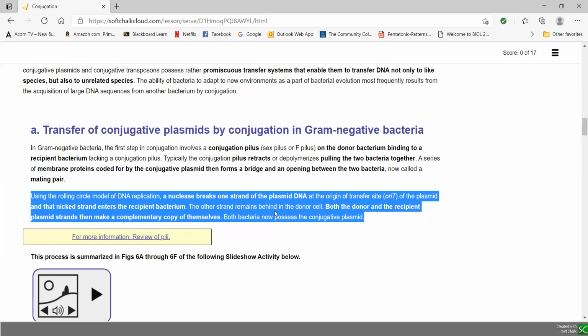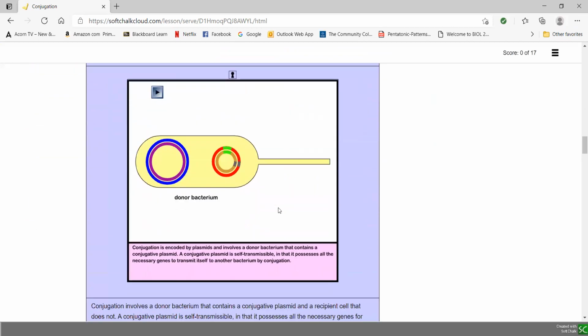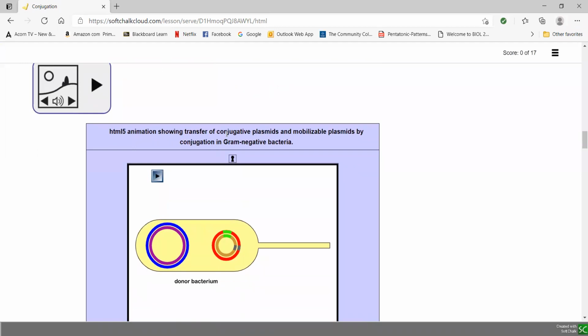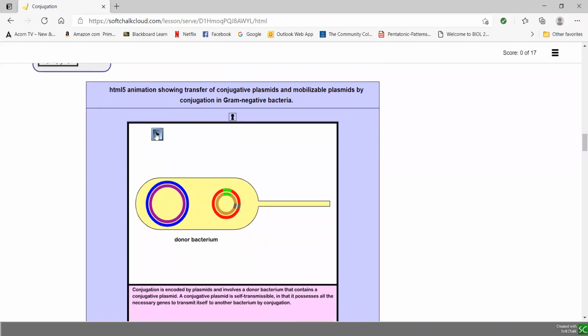Now, again, that describes it, but if we look at the animation, we really need to be able to follow what happens step by step. If you can visualize this, it's much easier to understand than just memorizing a lot of words. So here is conjugation in a gram-negative bacteria. Notice this bacterium, our donor, has a chromosome, but no chromosomal DNA is transferred during this type of conjugation. This involves a conjugative plasmid. So notice that in addition to a chromosome, this bacterium has a conjugative plasmid.